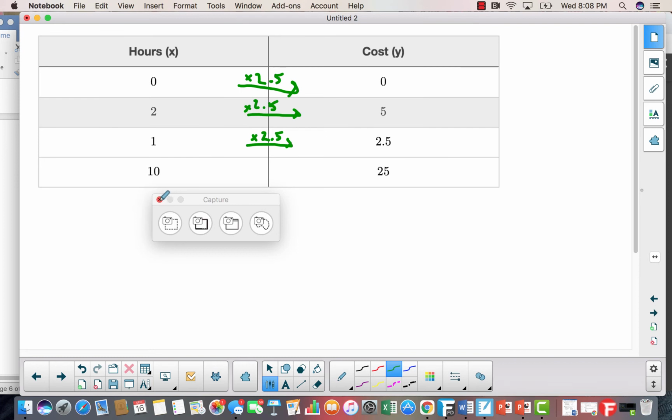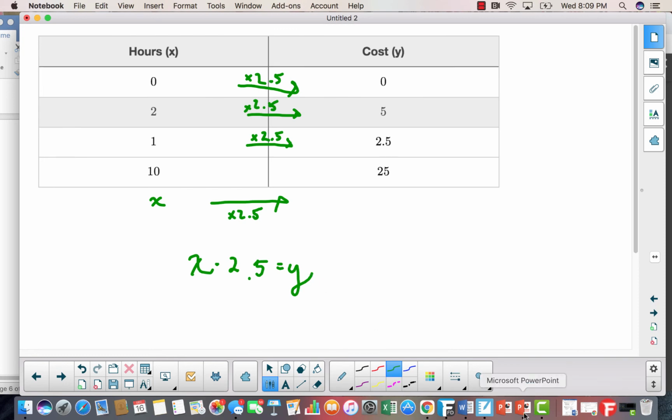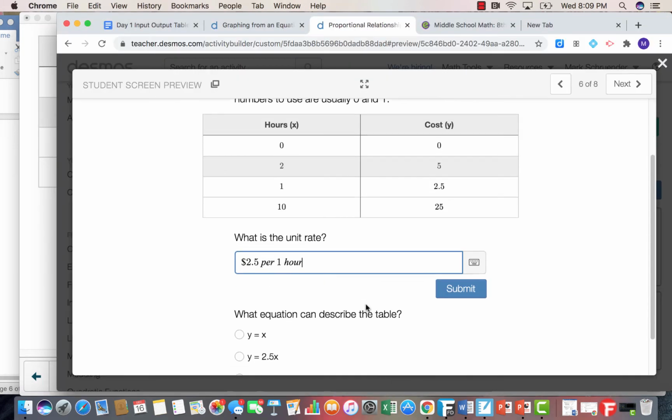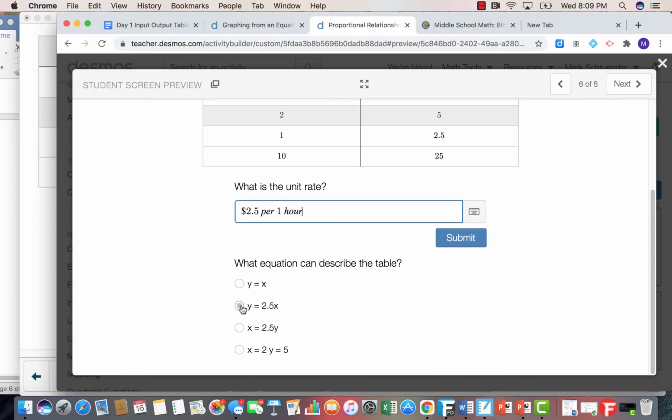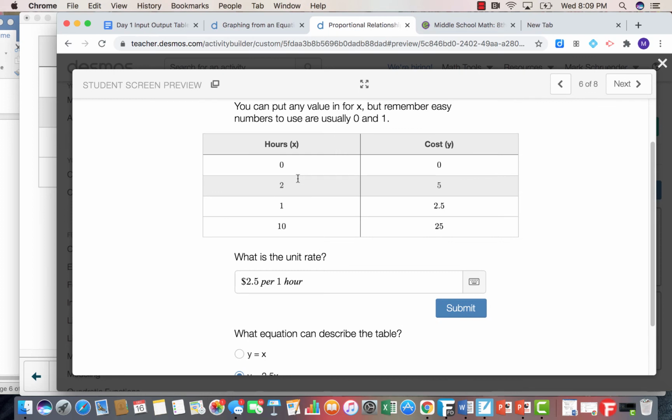So if you take x right here, every time I'm multiplying x by 2.5. And if you multiply x by 2.5, x times 2.5 is going to give you y. So looking at the options here, I would choose this one, y equals 2.5 times x. And it makes sense with the table.